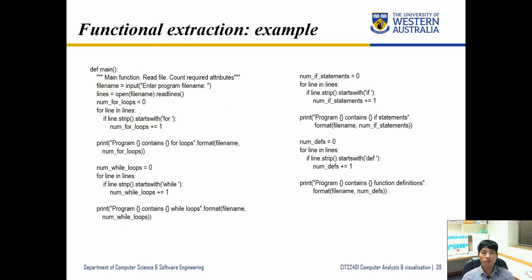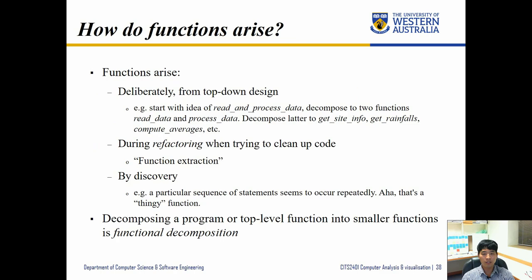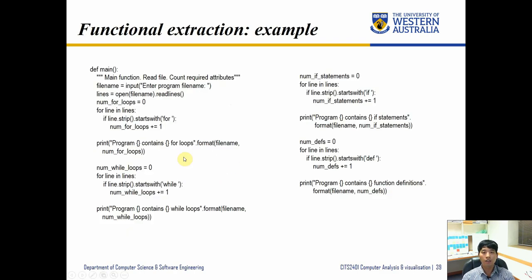So here is a function extraction example. This is one that is focusing on the second point. Here we have a function that is rather quite long. Here we have a main function. It does a lot of things. Essentially what it's doing is counting the number of ifs, whiles, definitions, and so forth in a code that gets inputted in the process.